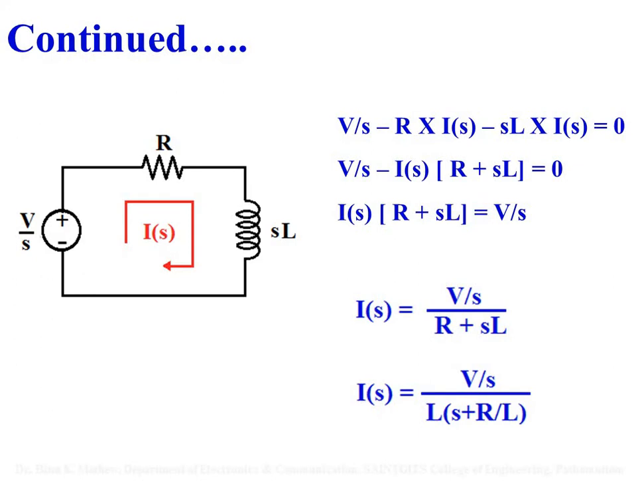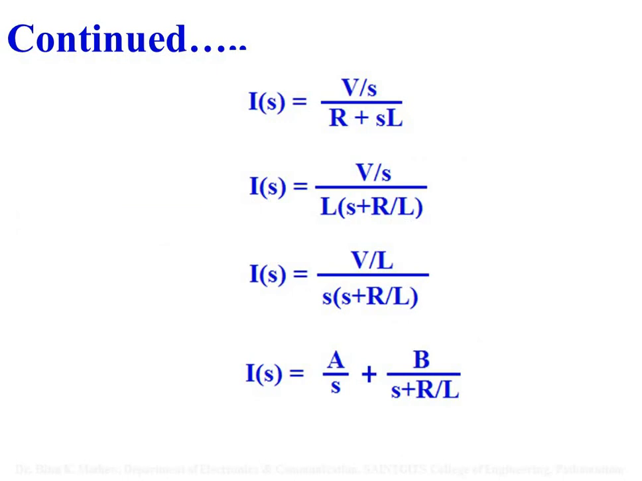So we can write I of S is equal to V by S the whole divided by L into S plus R by L. I of S is equal to A by S plus B divided by S plus R by L. Our aim is to find I of t. I of t is equal to Laplace inverse of I of S, and I of S is equal to A by S plus B divided by S plus R by L.